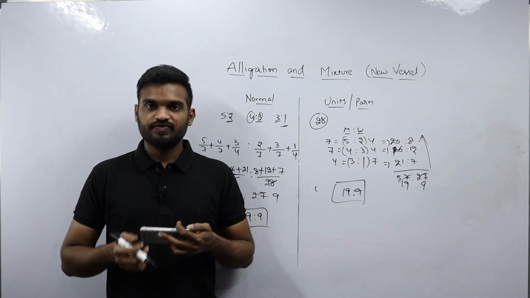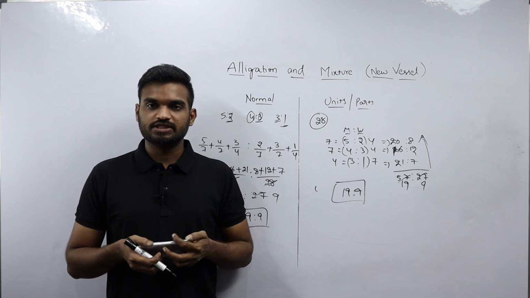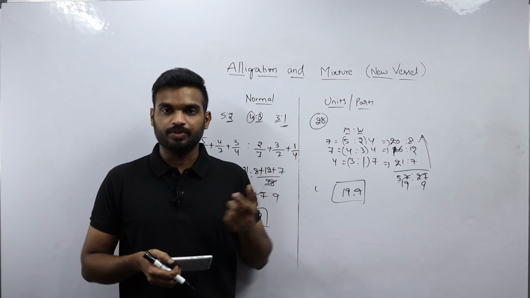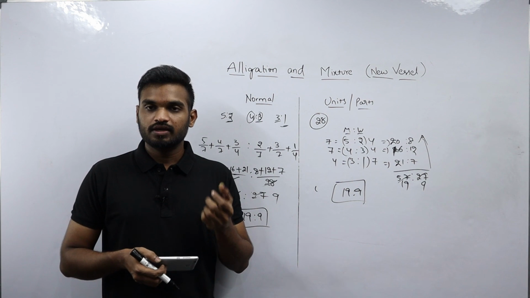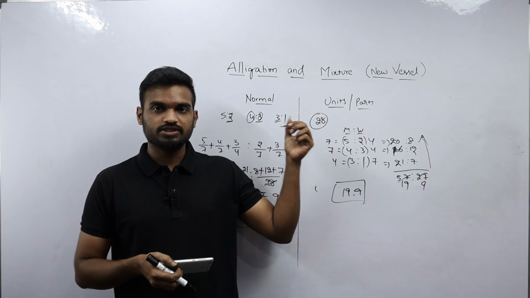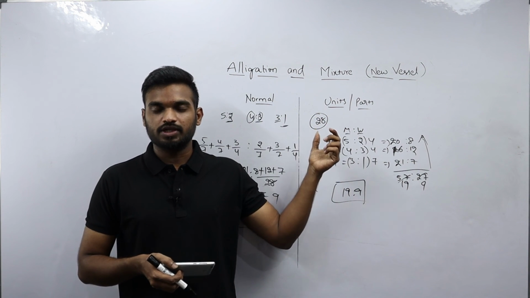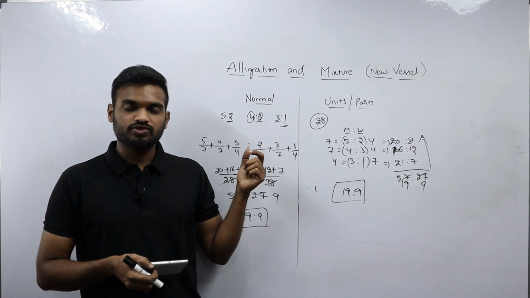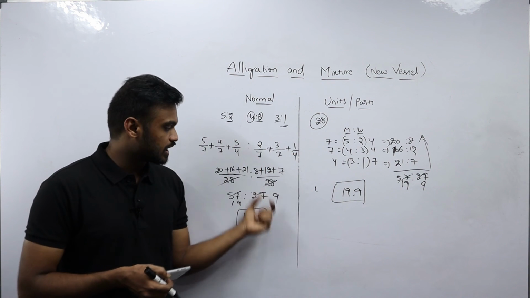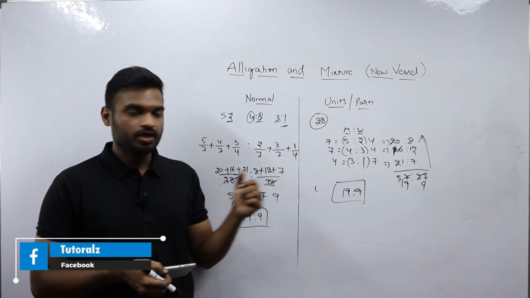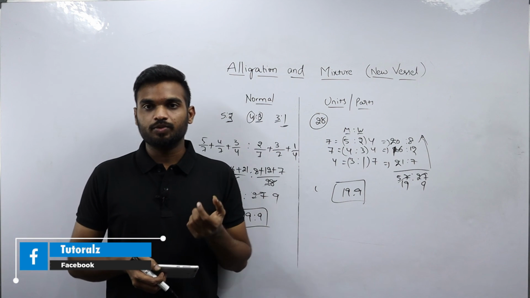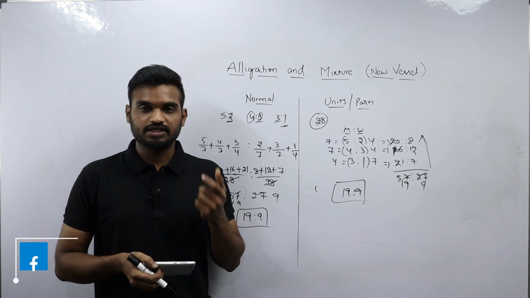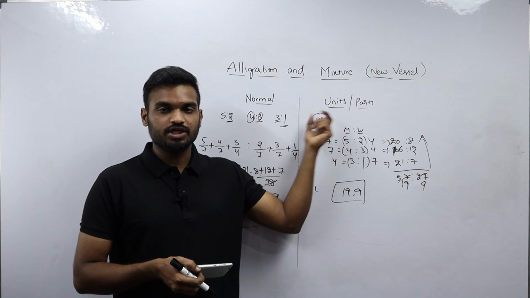Okay, and that's it for this video. Try to solve more and more problems based on alligation and mixture, and always try to use the units or parts method from the beginning itself. The reason I suggest the units or parts method is that you can solve the problems much faster compared to the normal method. In the normal method we need to take all the LCMs and do all the calculations to find the final answer. But with the units or parts method, if you are able to find the LCM, you can solve the problem within a fraction of seconds.